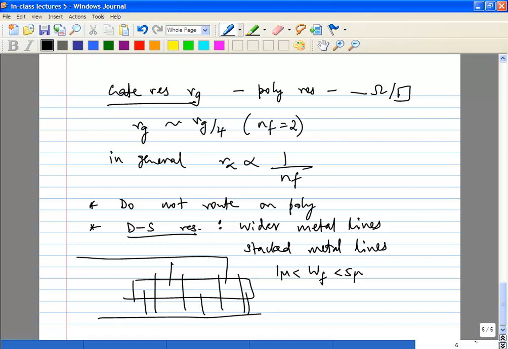Obviously there are cases where if the transistor is not in the signal path, you don't care too much. If your gate resistance is not particularly significant, let's say you have a control line where you're using an inverter, you really don't care.